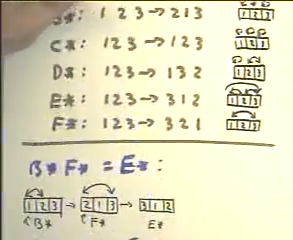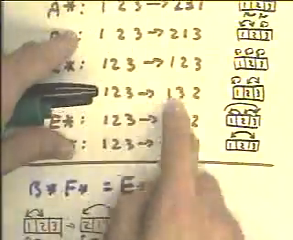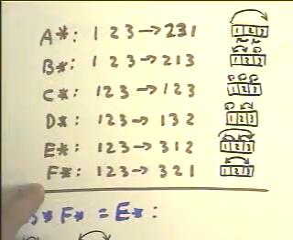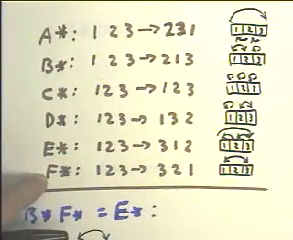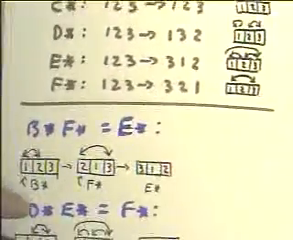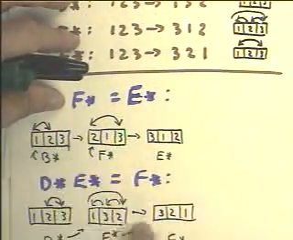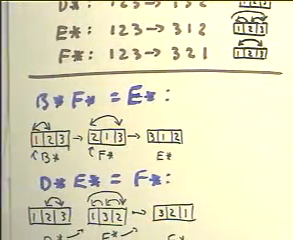So, we do get a group if we make a table for all possible transformations A through F. We do get a group when we apply these transformations. The permutation transformations do indeed give us a group.